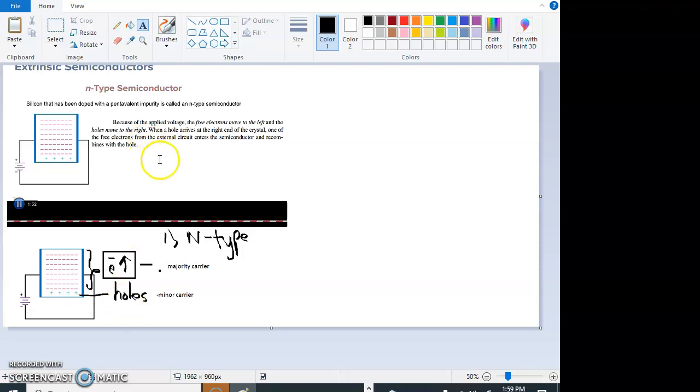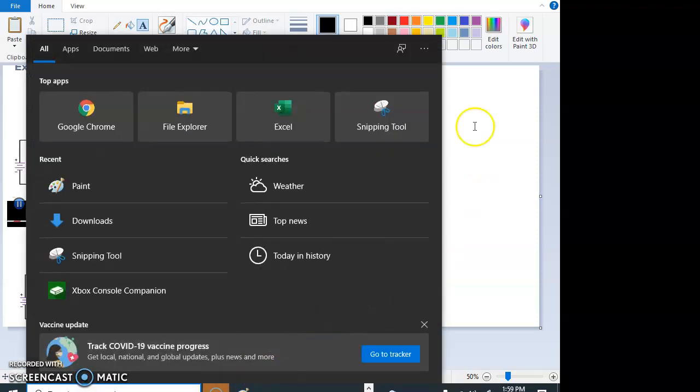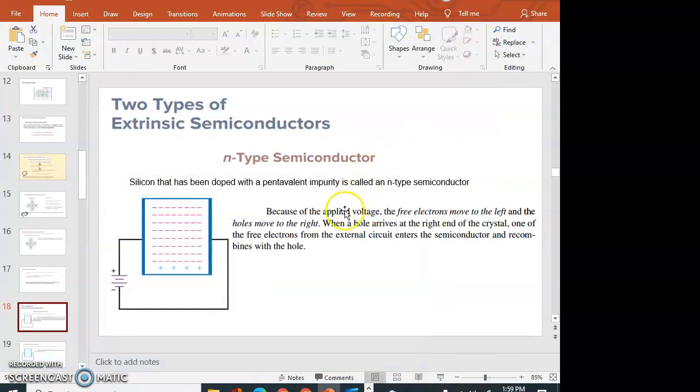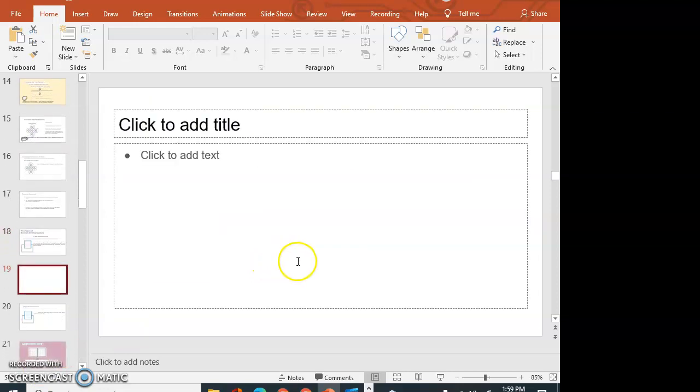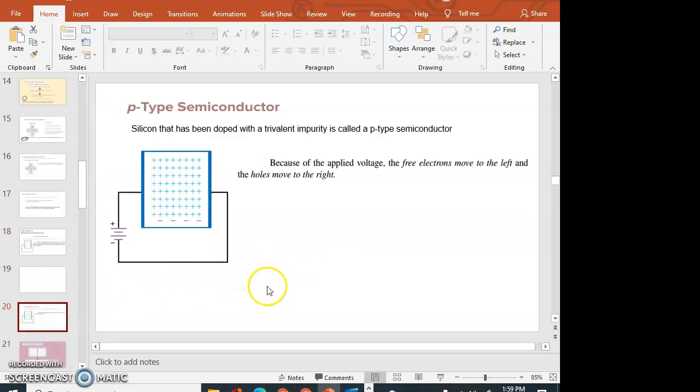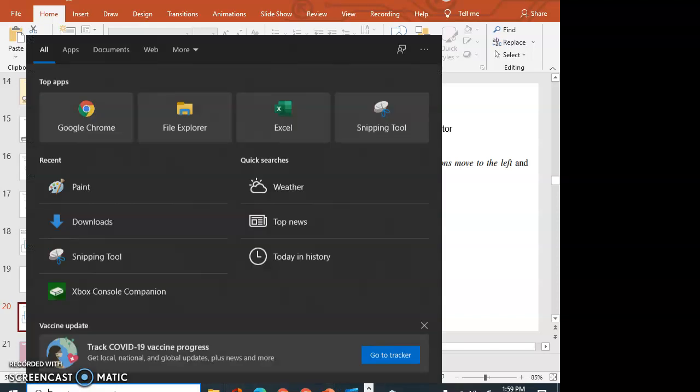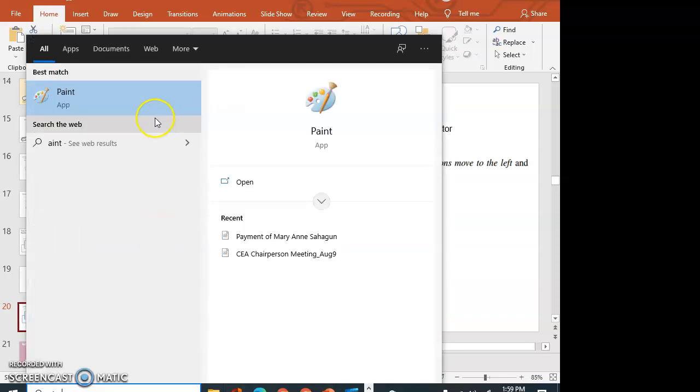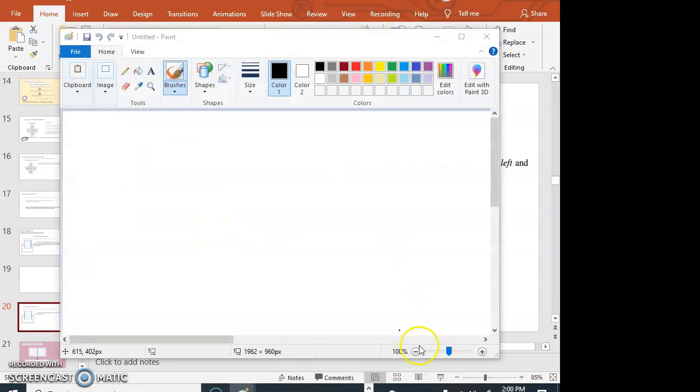So we have the material with an increased number of electrons. We call that the N-type material. When we increase the number of holes, this time what we have is the P-type material. So let's have the P-type material. Increasing the number of holes will give a P-type material. So what does a P-type material look like? The P-type material simply looks like this.